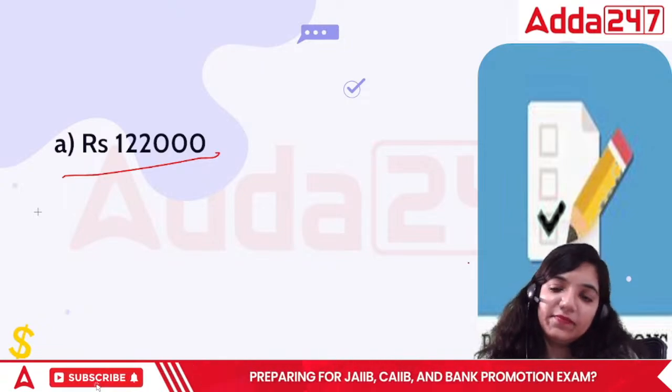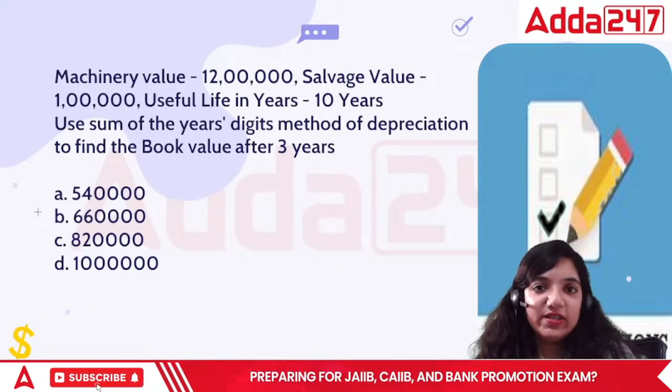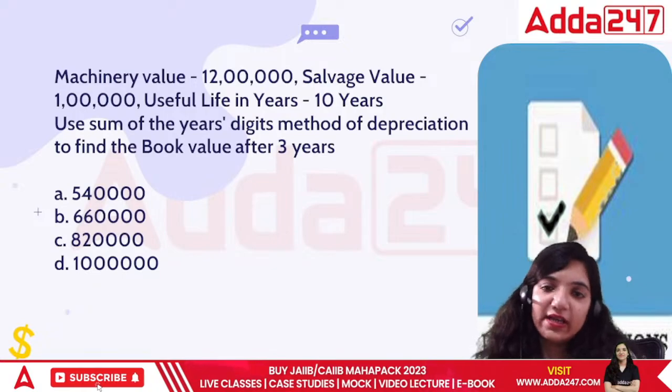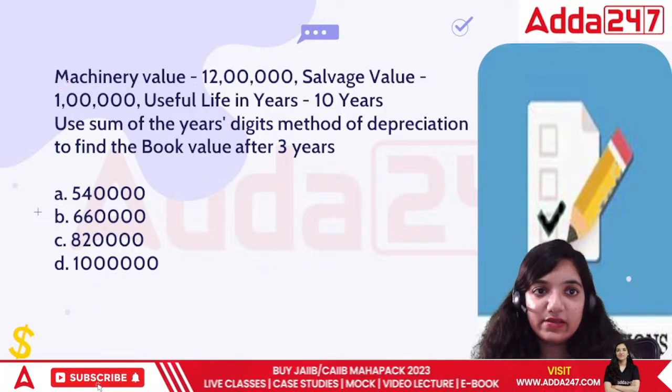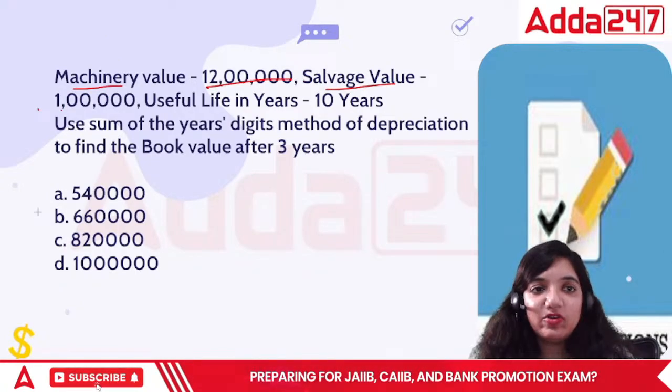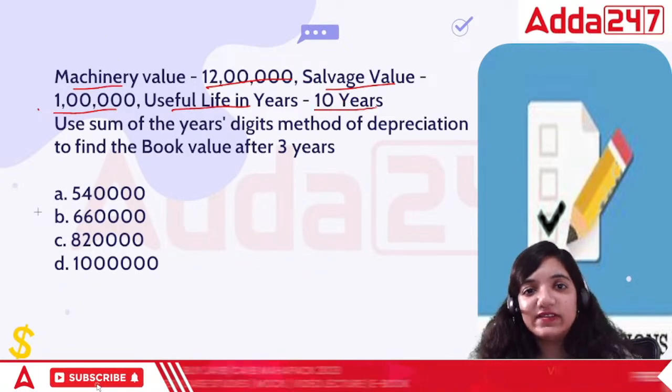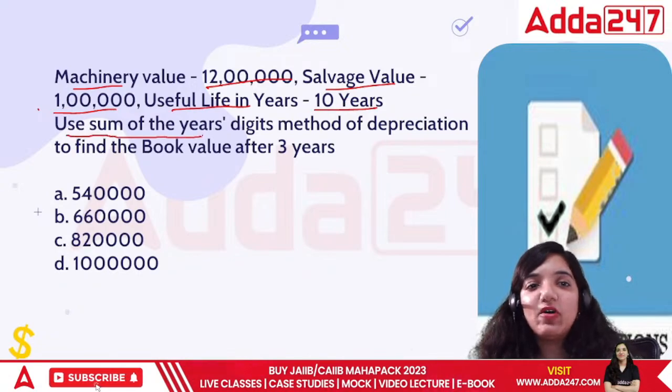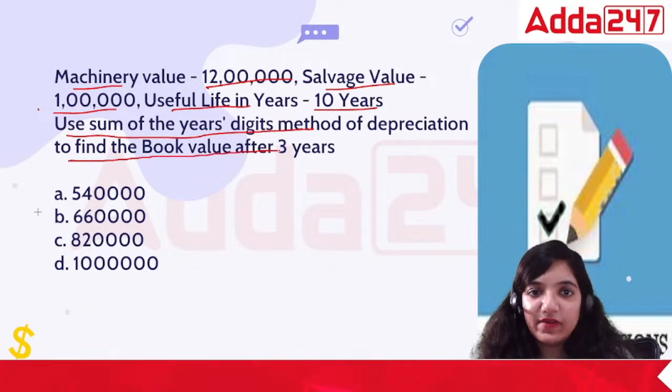Next point. There is a machinery. This is related to the area of depreciation, again in module 8 as a chapter. Machinery's value was 12 lakh. Salvage value was 1 lakh. Useful life is 10 years. Use the sum of year digits method of depreciation to find the book value.